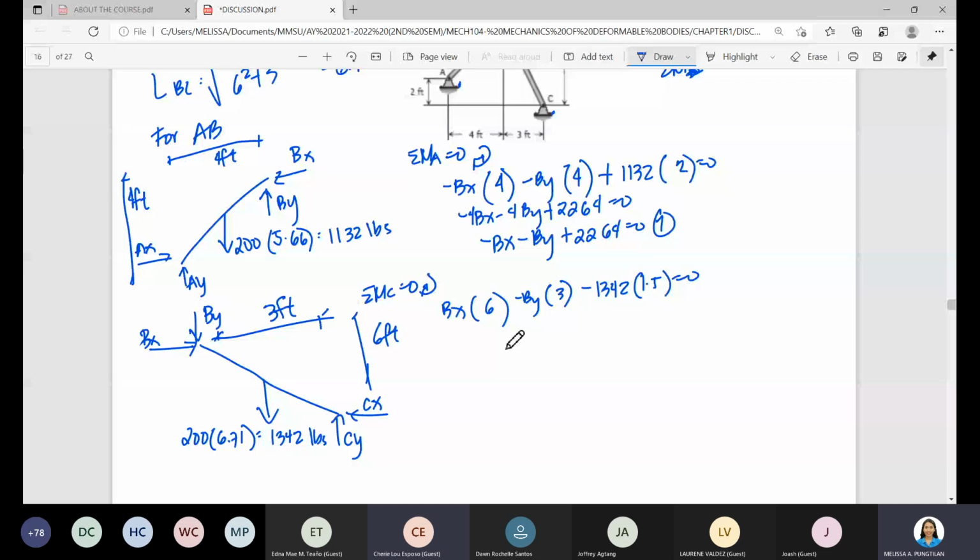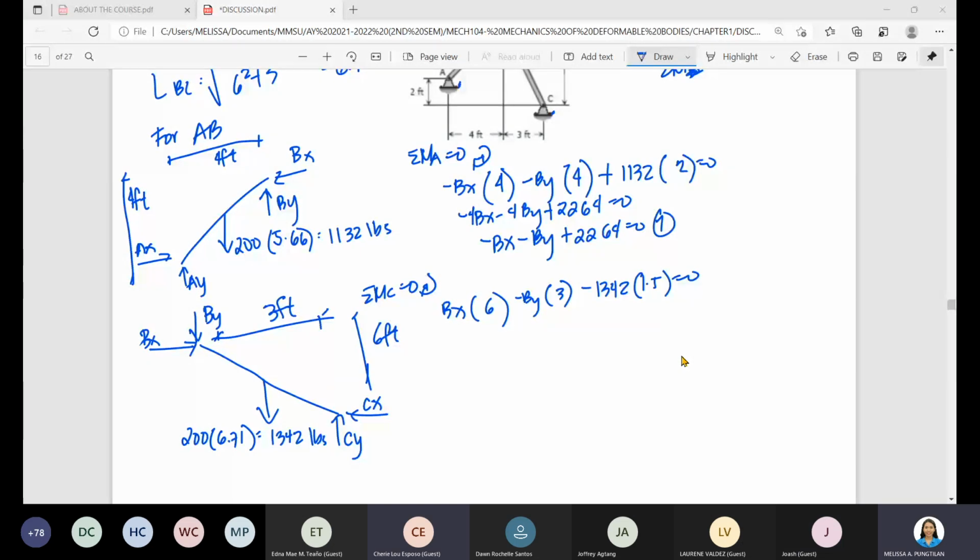Okay, so wait lang ha. So wala pang summation of moment at C. Wala pa si screen nyo? 1.5, ma'am. Ay, dito lang first equation, ma'am. Okay lang. Dun sa Bx multiplied by 6, dun na ako sa part na yun. Meron na si screen ninyo. Nakikita na namin, ma'am. Yes, ma'am.